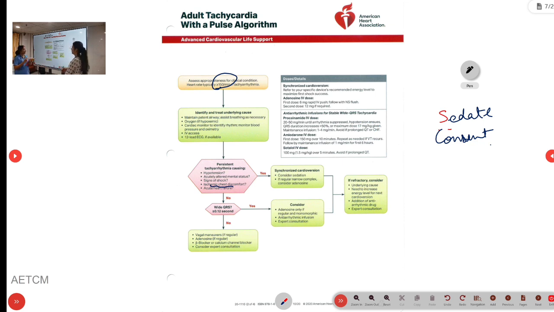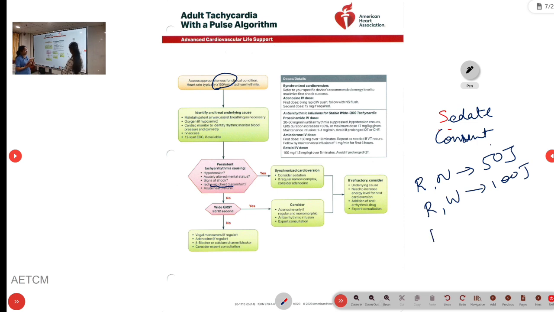How will you give synchronized cardioversion? We have to set the mode in the defib to synchronized mode, and give maximum joules starting from 50 joules. Previously it was told that if the patient is having regular, narrow complex tachycardia like SVT, we start with 50 joules. If it is regular but wide, we can start with 100 joules.